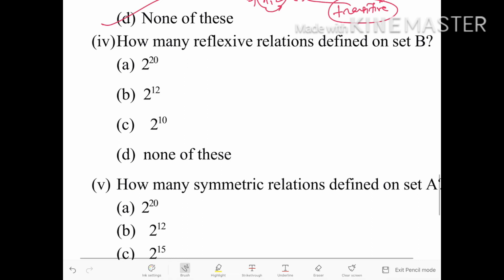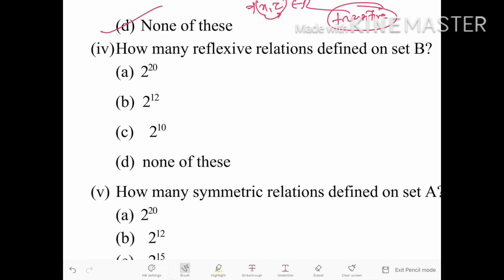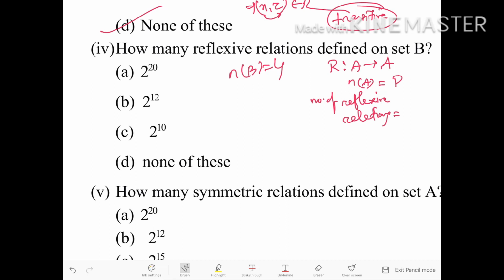Now comes to the next question. How many reflexive relations are defined on set B? As we know, the set B contains 4 elements, and if R is a relation from A to A and the number of elements in A is P, then the formula for the number of reflexive relations is 2 to the power P square minus P. So here our P is 4, which means the answer will be 2 to the power 4 square minus 4, means 2 to the power 16 minus 4, means 2 to the power 12. Hence B will be the correct option.